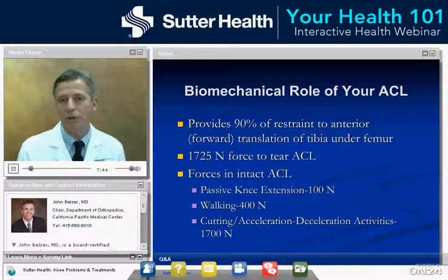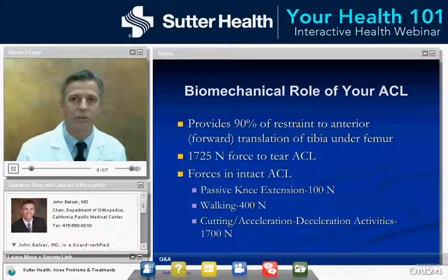When you walk, that only creates about 400 newtons of force, and that's why we don't see ACL injuries with day-to-day activities. However, when you start participating in cutting or acceleration-deceleration type sports like basketball or soccer, the stress to the ACL approaches approximately 1,700 newtons of force. And when you start to get up to that level, the threshold for injury is very close, and this is why we see injuries in these types of activities.